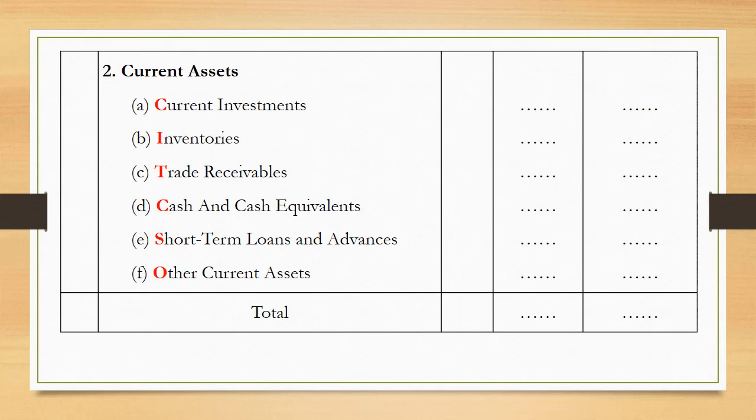In current assets, we can see that it is CIT, CSO, CASO. So current investments, inventories, trade receivables, cash and cash equivalents, short-term loans, advances, and other current assets. So I have just mentioned over here how to memorize the balance sheet, and then you have to remember the contents also, heads and subheads.